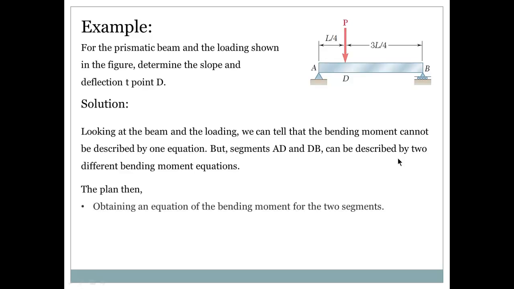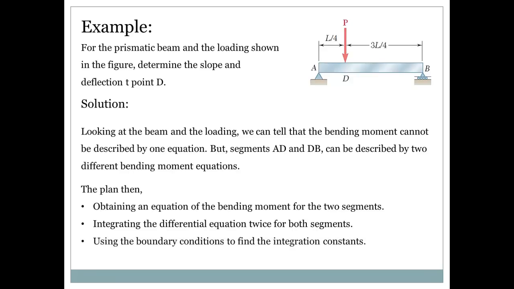The plan: obtaining an equation of the bending moment for the two segments, so we need to make two cuts. Integrating the differential equation twice for both, so it's basically like doing the first problem twice, or the first two examples twice. Then we'll use the boundary conditions to find the constants of integration. Then we will obtain the elastic curve equation y(x) for both segments.